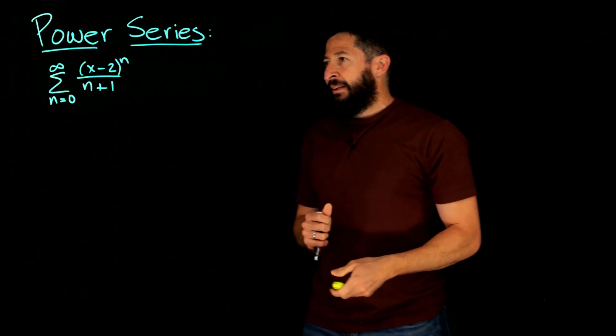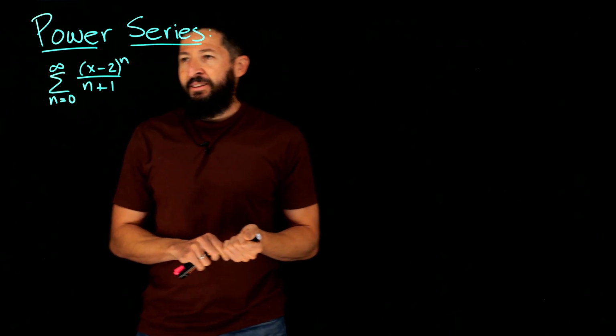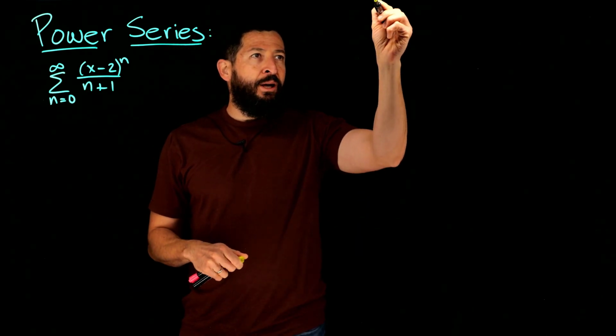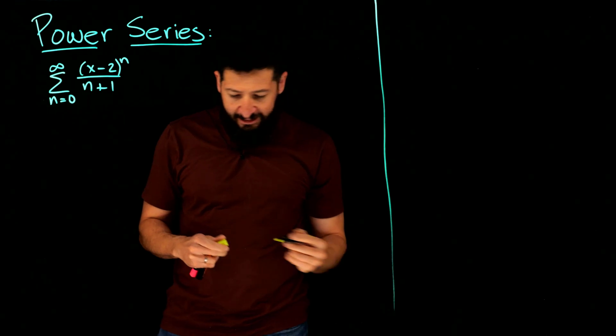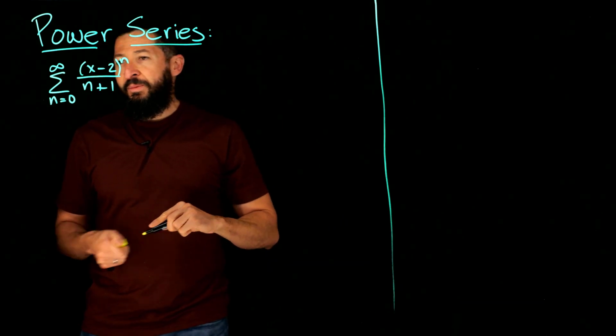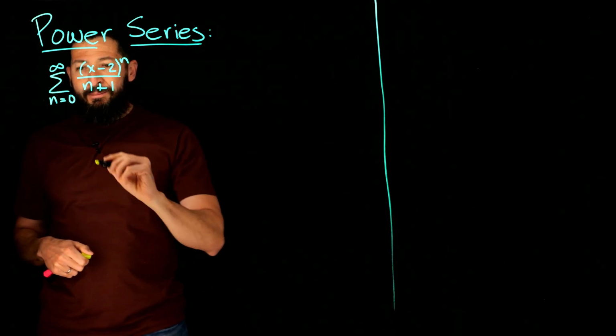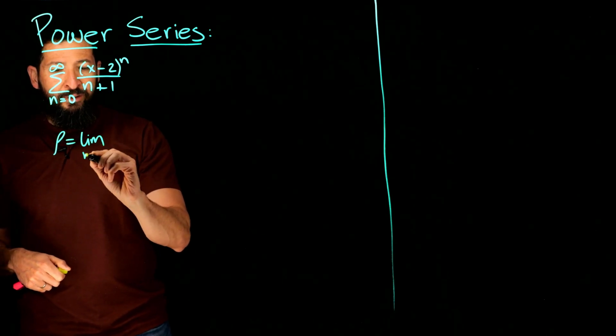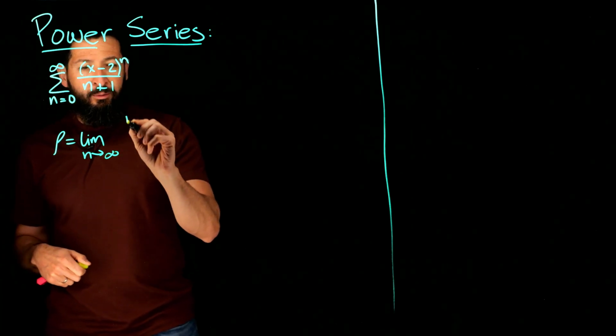All right, let's take a look at another example. Let's see how this one goes. So let's try to determine when this series is going to converge. Let's go ahead and do the same thing. We're going to define rho to be the limit as n goes to infinity. We're going to do our ratio test.